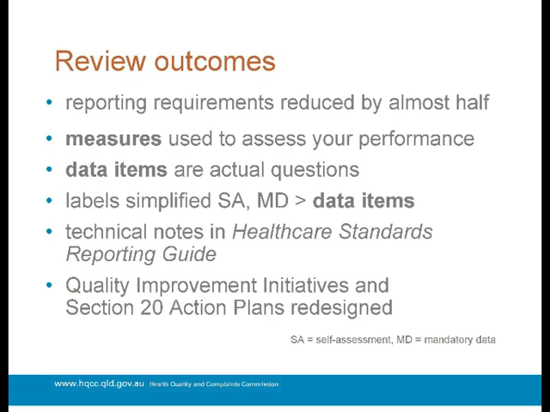So the first one is we've reduced the reporting requirements by almost half. We've heard what a lot of people have been saying and what's been echoed here today, that some of the reporting requirements have been difficult for you and are starting to take people away from the quality improvement. That wasn't what we want to do, so we've reduced the reporting requirements where we can. What we've introduced in this reporting requirements is this concept of measures, which is usually a numeric rate which is used to assess your performance. So each of the data items is tied to a specific measure. The data items themselves are the actual questions.